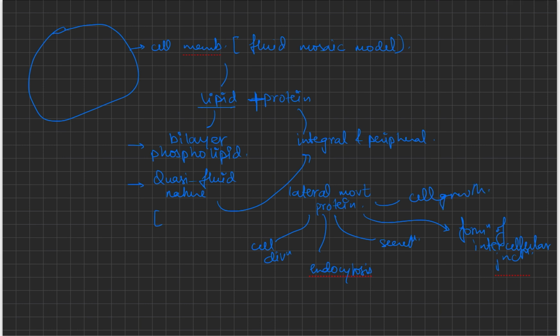This quasi-fluid nature is semi-permeable. The cell membrane is semi-permeable in nature, so it helps in active transport or passive transport. Active transport is against the gradient and passive transport is along the gradient. In eukaryotes, the nucleus does have a nuclear envelope and the genetic material is inside it.